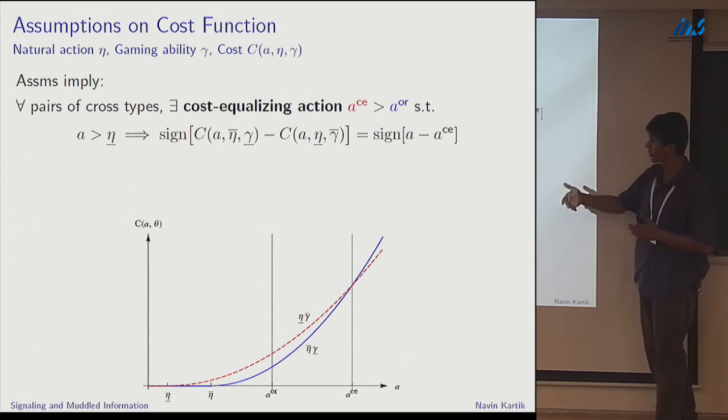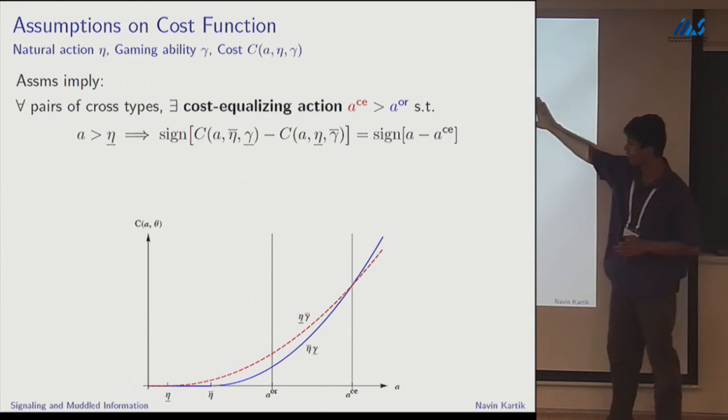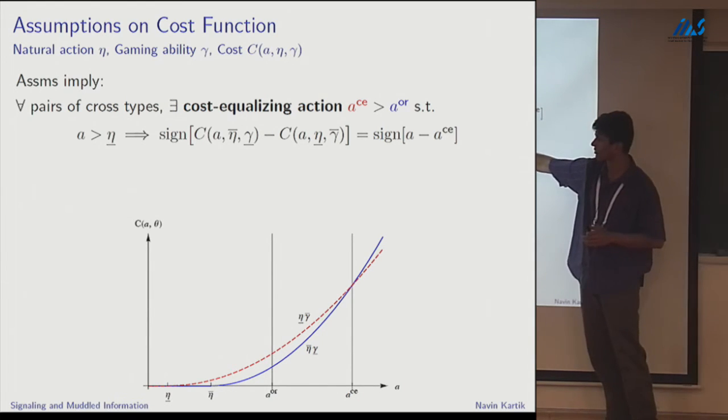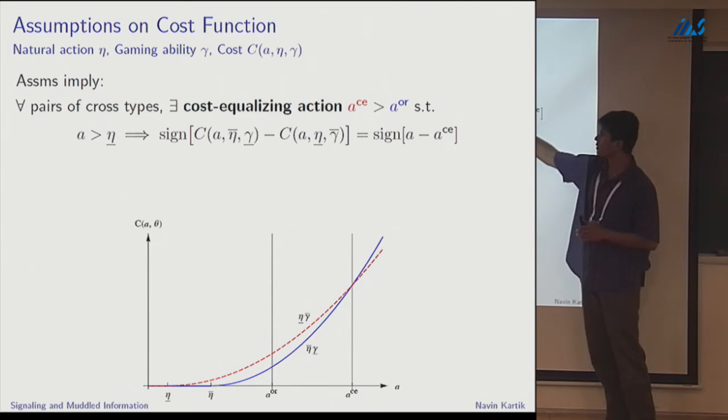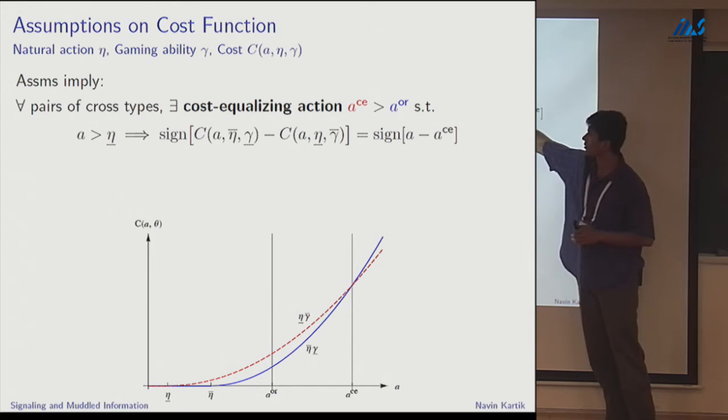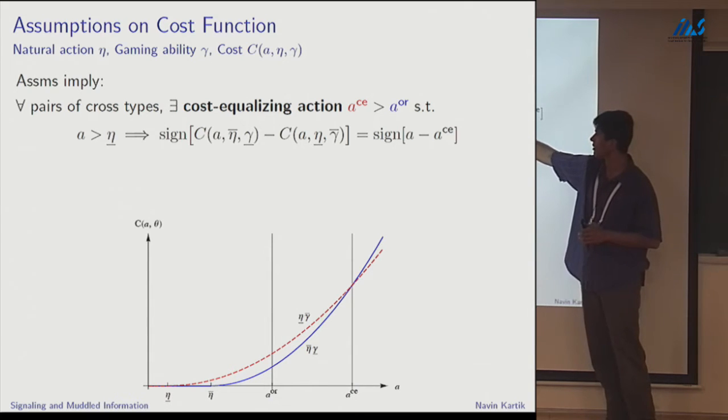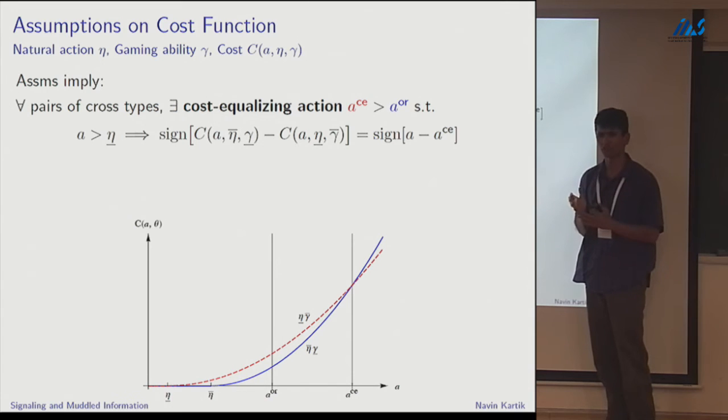So then the assumptions imply certain things. Here's one important point. The previous assumptions imply that whenever you take a pair of cross types, there's going to be some other critical action besides the order reversing action that was assumed. There's going to be some other critical action that we're going to call the cost equalizing action, A_CE, that's higher than the order reversing action, and that's the point at which these total cost curves cross.